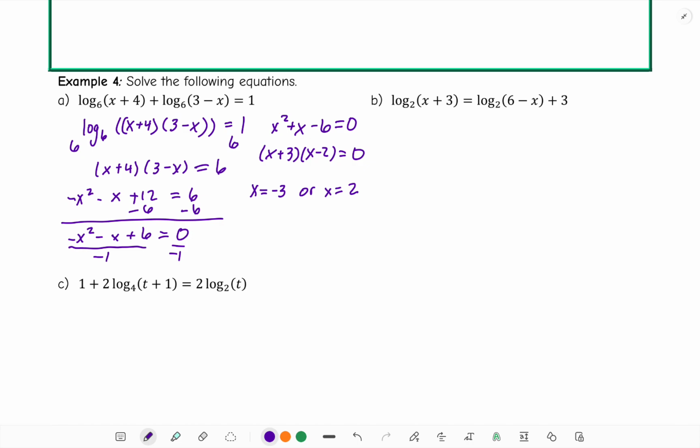And again, you should plug this in and make sure that it works. And both of them do work, so they both are your solutions. Now, what do we do for part B? Well, the first thing I'm going to do is subtract the log base 2 from both sides.